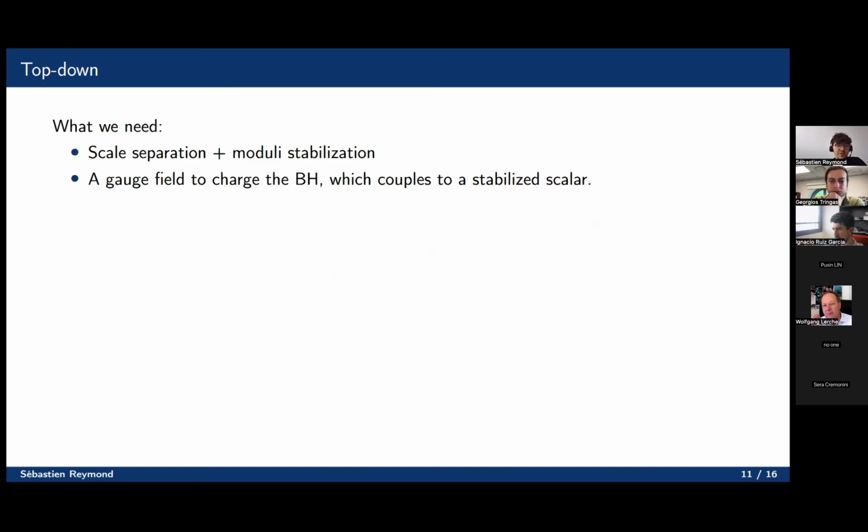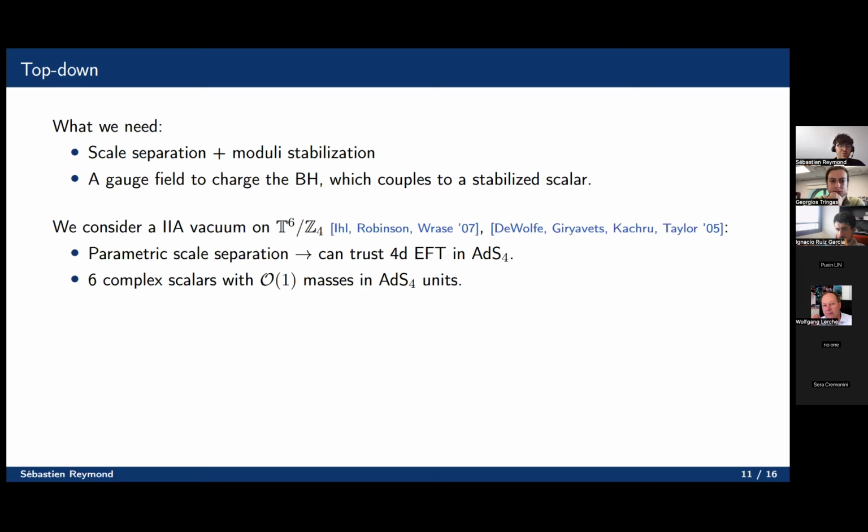So what do we need for this top-down example? We need scale separation and we need moduli stabilization. And importantly, we need a gauge field to charge the black hole, which couples to a stabilized scalar. So the specific example I want to talk about now is a type IIA vacuum on the orbifold T6 mod Z4, which closely follows a paper of 2007 by Ihl, Robbins, and Wrase, and which is an example of a DGKT compactification. So what are the properties of this model? It achieves parametric scale separation. You can trust the 4D EFT in AdS4. And the remaining scalars are 6 complex scalars that have order 1 masses in AdS4 units.